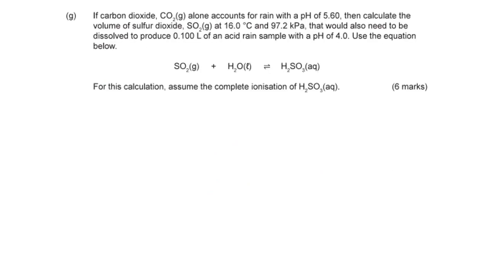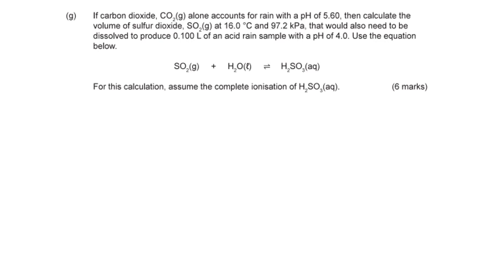Part G, another 6 marks. Bit of a tricky one, this one. Carbon dioxide is always in rainwater. As the rain falls from the sky, it absorbs CO2. And that means that normal rain has a pH of about 5.6. How much sulfur dioxide at that temperature and pressure would you need to produce 100 mils, basically, of an acid rain sample with a pH of 4? And use the equation below. And we're assuming complete ionization of that sulfurous acid, which means it's got 2 hydrogens per acid molecule.